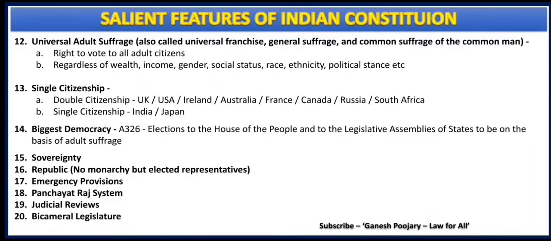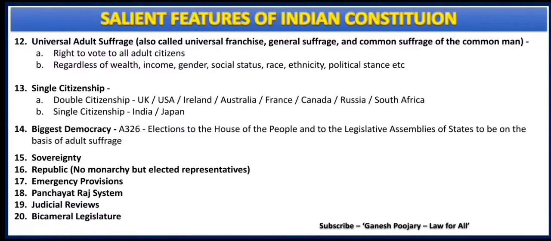The next two features that we have to discuss together are serial number 12 and serial number 14. Rather, I should have mentioned serial number 14 first. We are the biggest democracy in this world. Now, how is this country democratic? Because we choose our leaders. We choose our leaders for both the center as well as our respective state, that is to the House of the People and the Legislative Assembly. That way we are the biggest democracy. And how are we choosing the government?